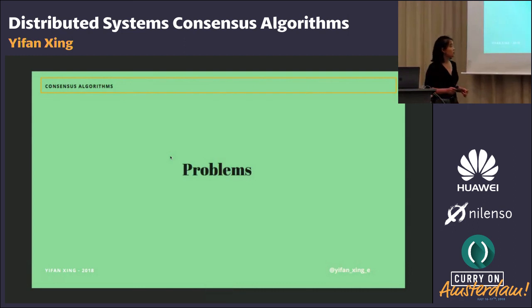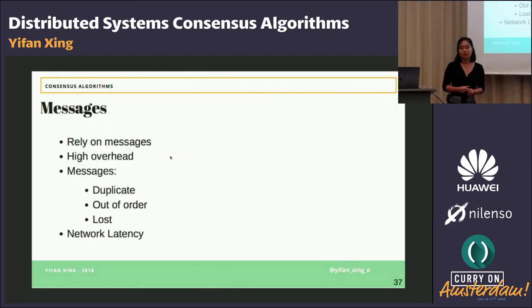Consensus algorithms help us solve a lot of problems, but they're not the solution to everything. There are certain things that we have to consider in distributed systems. First of all, we have consensus by communicating with each other, so we rely on messages. When we send out messages, there's a high amount of overhead. We also have to consider, what if we have duplicate messages? How do we handle out of order messages? Do we care about messages that are out of order? What about messages that get lost? How do we know that, and how do we deal with that?